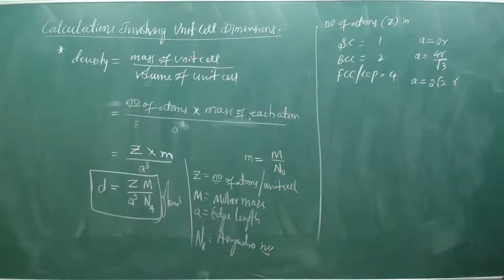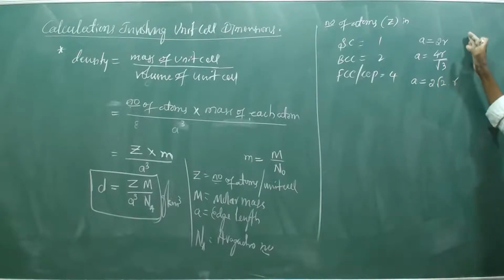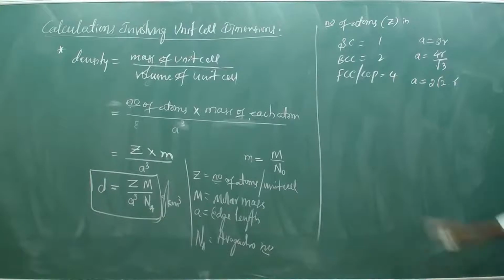Correct? Because 4R is equal to root 2 into a, so a is equal to 4R by root 2, which is 2 root 2 into R. So we have the relation between edge length and radius, and number of atoms and edge length.